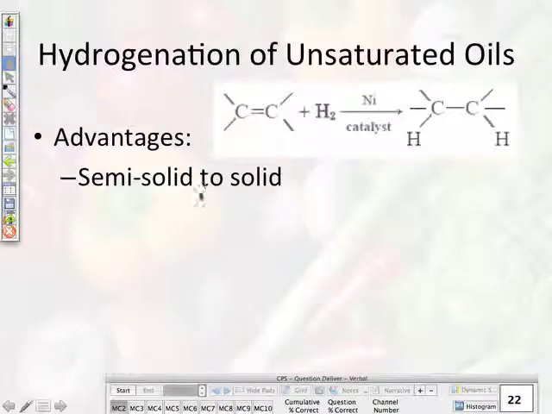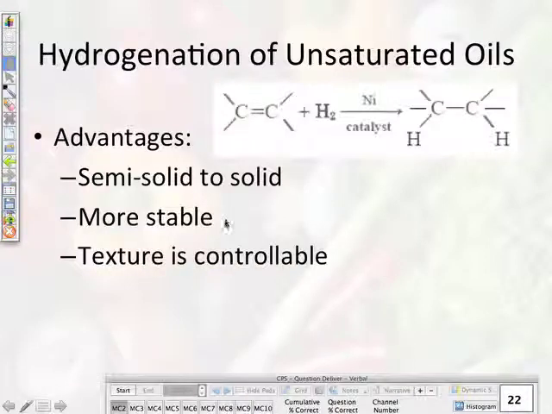There's some advantages to doing hydrogenation. We can go from a semi-solid to a solid state. We could go from liquid to semi-solid, liquid even to solid. It's more stable. The texture is controllable.